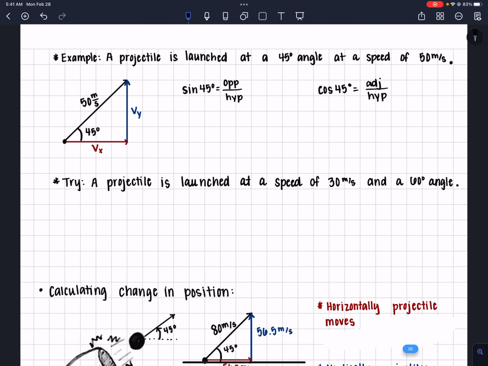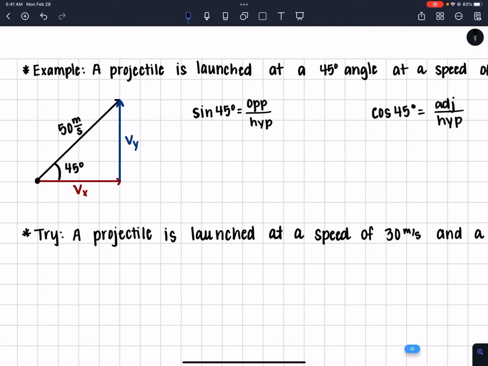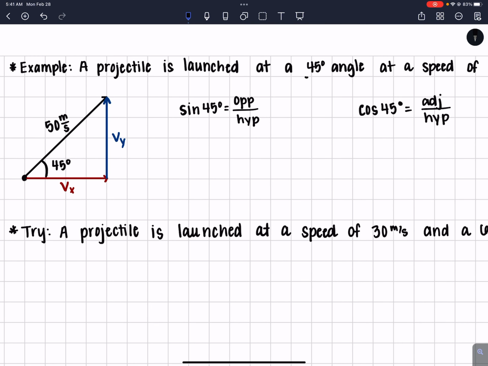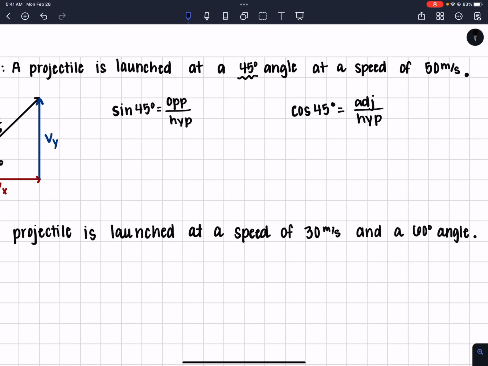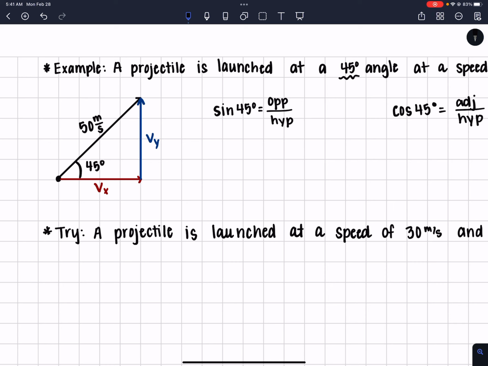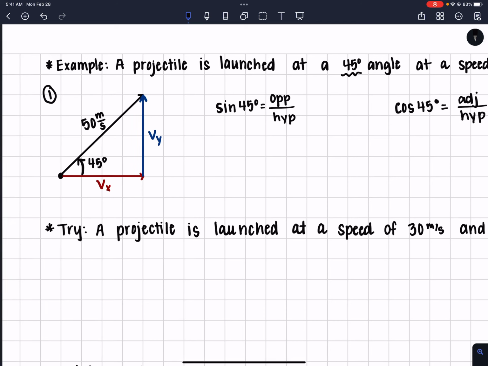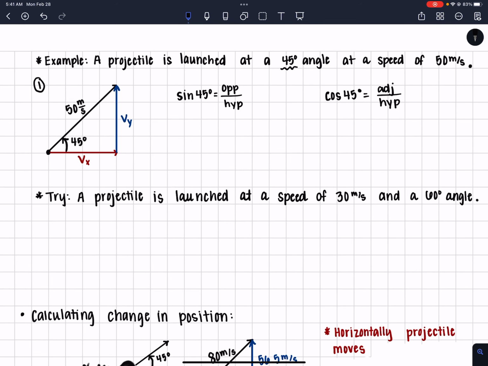So let's move on and do one more example together. Let's say in this example, a projectile is launched at a 45-degree angle and a speed of 50 meters per second. Again, if I were doing this, the first thing I would do is draw my launch. So I would draw my 45-degree angle, and I would draw my launch speed as the hypotenuse of my triangle. And remember that my vertical speed is in blue here, and my horizontal speed is in red there.